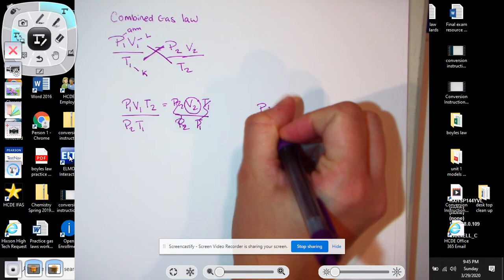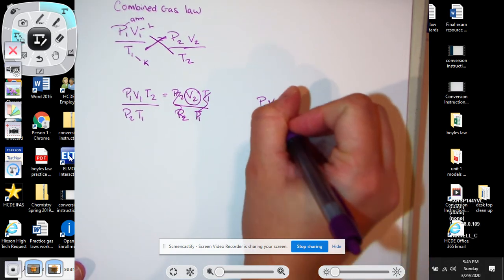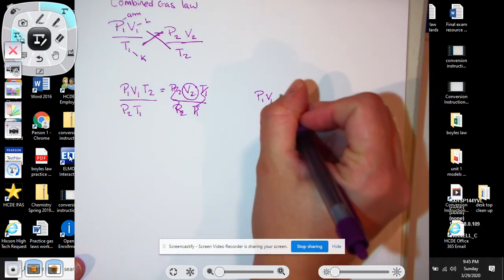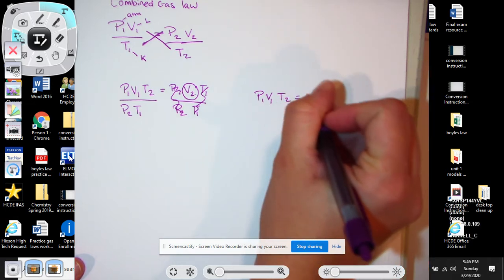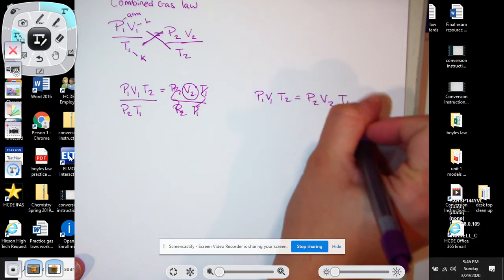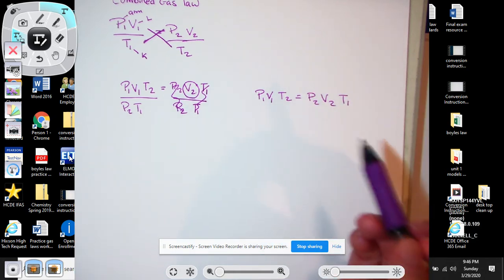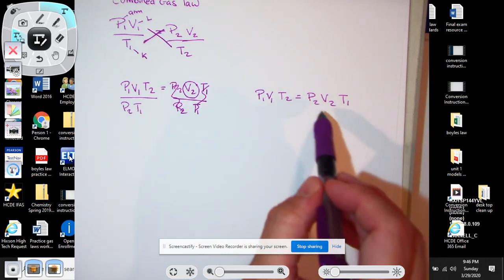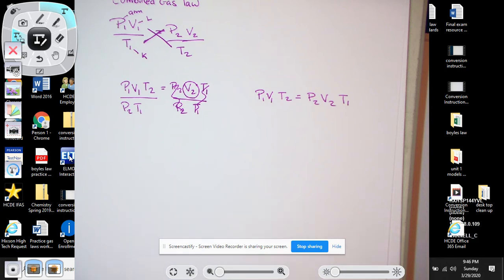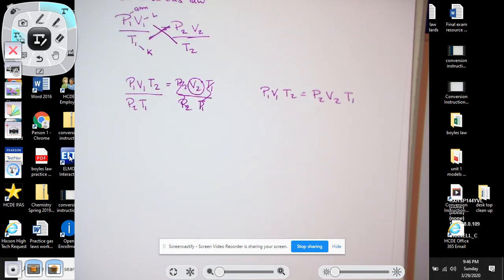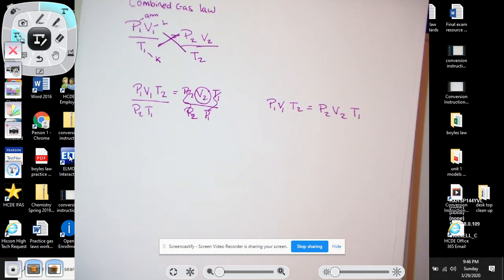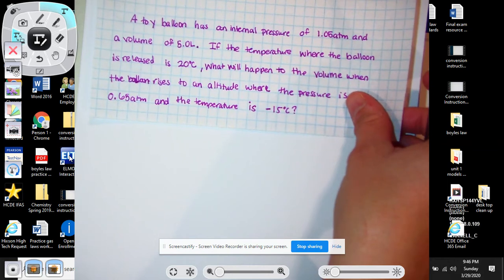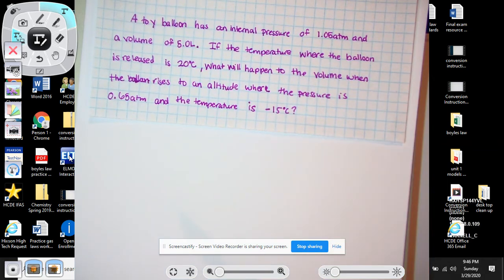So P1 V1 T2 equals P2 V2 T1. My device is trying to fall. And I could have been looking for T2, and I would circle T2 and divide by P1 and V1 on both sides. So you're going to use whatever you need for the problem. So let's do a problem. These do get a little more lengthy because you do have more things to factor in.